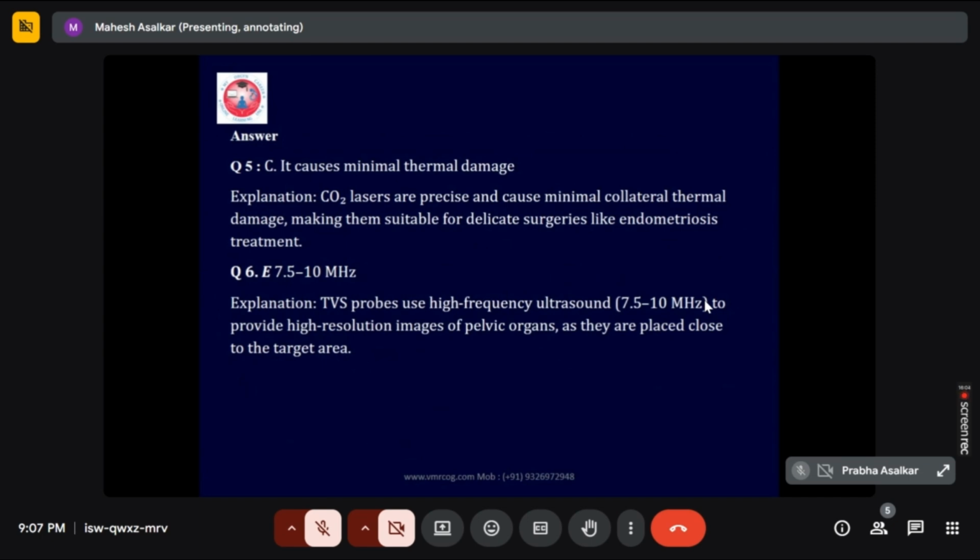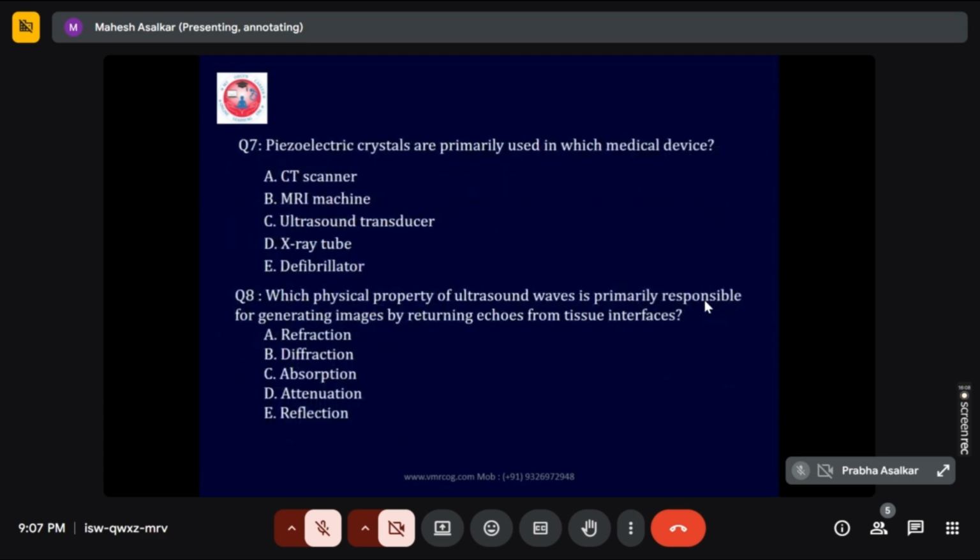Okay. Dr. Amrita, next 3 slides. Yes, sir. Question 7. Piezoelectric crystals are primarily used in which medical device? A. CT scanner. B. MRI machine. C. Ultrasound transducer. D. X-ray tube. E. Defibrillator. Sir, C. Ultrasound transducer. Yes. Next. Question 8.